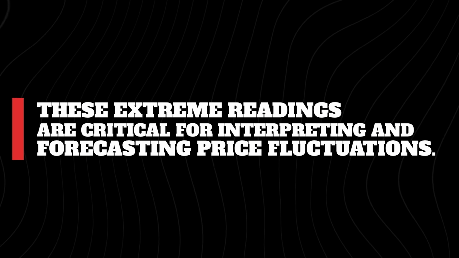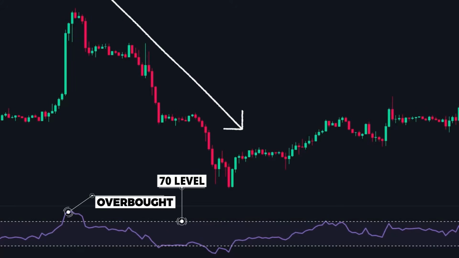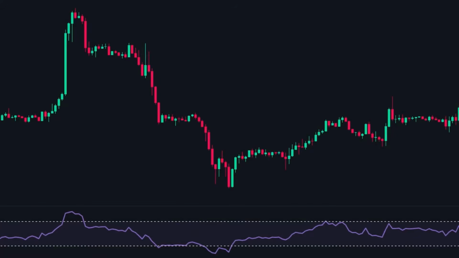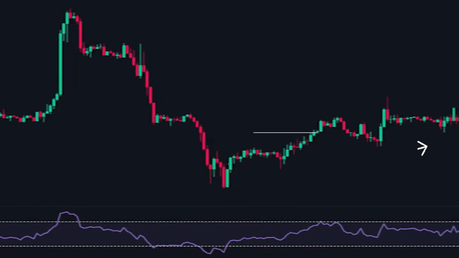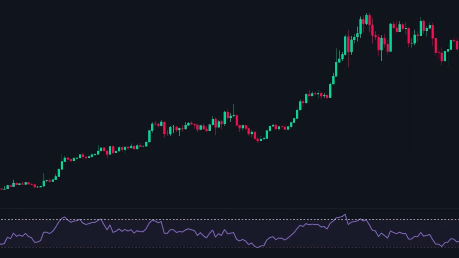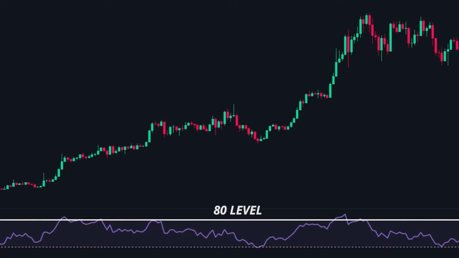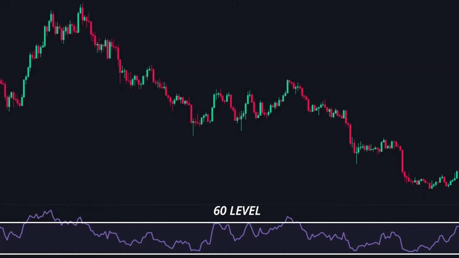These extreme readings are critical for interpreting and forecasting price fluctuations. When the RSI exceeds 70, the price is considered overbought, implying a bearish reversal, or downwards move, is likely. When the RSI falls below 30, the price is deemed oversold, signaling a possible upward trend reversal. However, the overbought and oversold conditions might change based on the current trend. For example, in an uptrend, the overbought zone may move from 70 to 80, while the oversold zone may shift from 30 to 40. In contrast, in a downtrend, the overbought zone may fall to 60, and the oversold zone moves to 20.